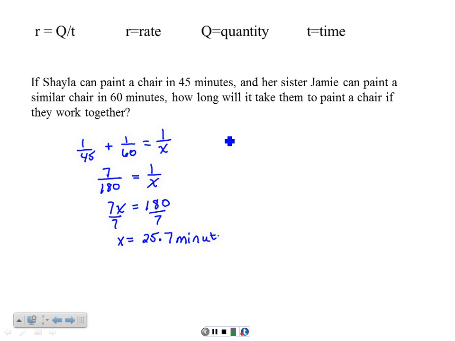And when you do these problems, check your answer and make sure it makes sense, because if Shayla can do it in 45 minutes and Jamie can do it in 60 minutes, then it would make sense that if they work together, it's going to cut the time down. By how much, we have to solve the equation, but if they're working together, it is going to take that time down. So make sure your answer makes sense.